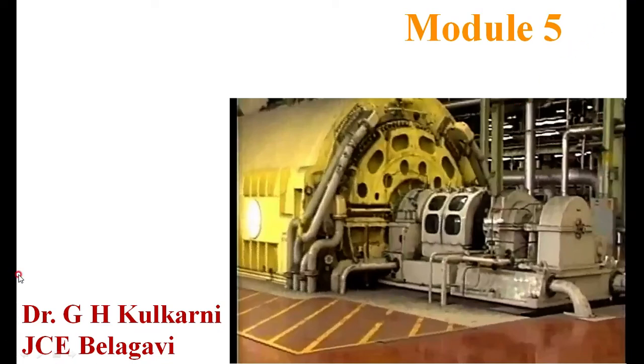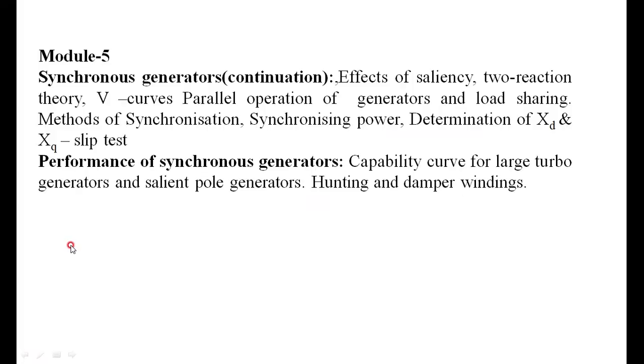Module 5. In this module, we are studying the two-reaction theory, or the theory of a salient pole machine. Then we move to the synchronous machine: the parallel operation of a generator, the necessity of parallel operation, conditions, and load sharing. Also, we are studying the different methods of connecting two or more alternators in parallel. That we also see in the form of synchronization.